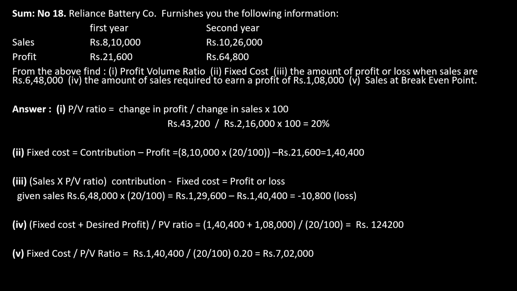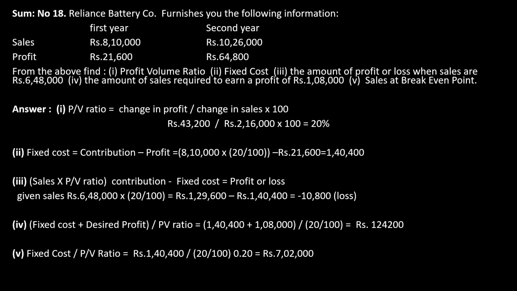The amount of sales required to earn a profit of 1,08,000. So what will be my profit? Sorry, the problem gives you a profit here of 1,08,000. And the question here, you are asked to find your sales. Okay. So I told you, when you are given a profit and you are asked to find a sale, the formula is there, as we did in the previous sum. Fixed cost plus the given profit divided by PV ratio.